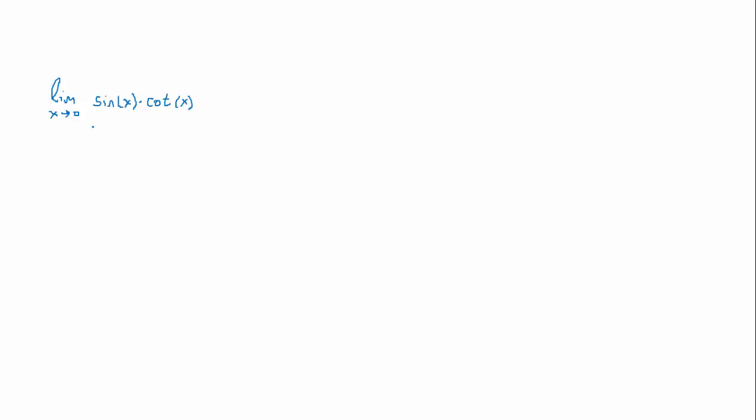With this example here, we have some trigonometric functions, and if we try to do our substitution here, we have the sine of 0 times the cotangent of 0. So the sine of 0 is equal to 0. But cotangent has a vertical asymptote at x equals 0, so cotangent here is going to be approaching infinity, and this would give us a 0 times infinity, which is one of the indeterminate forms.